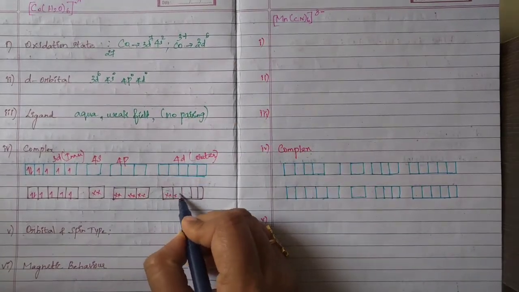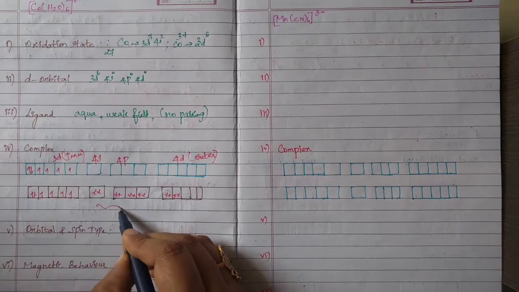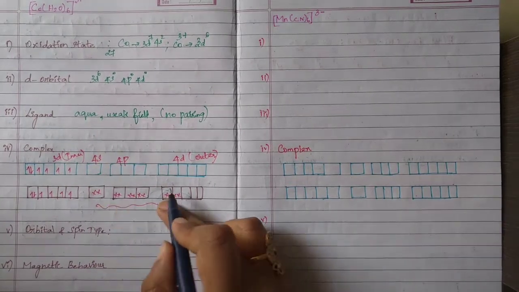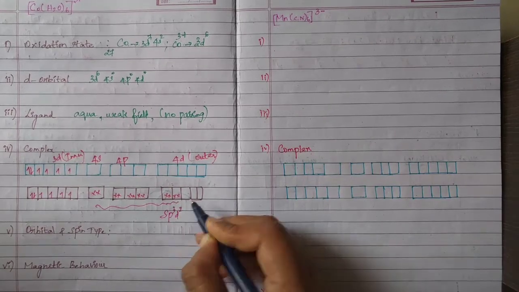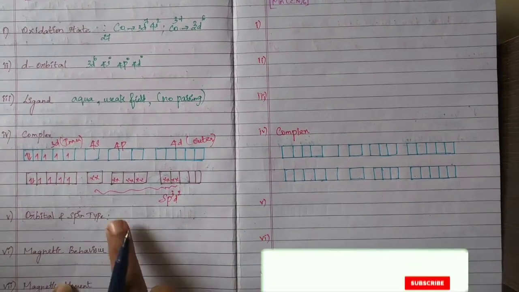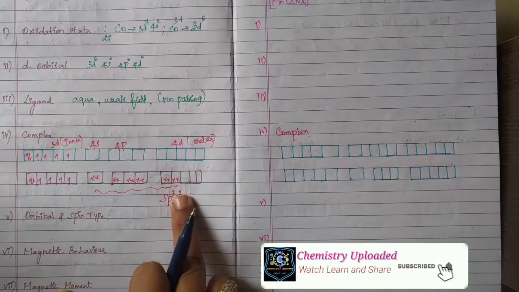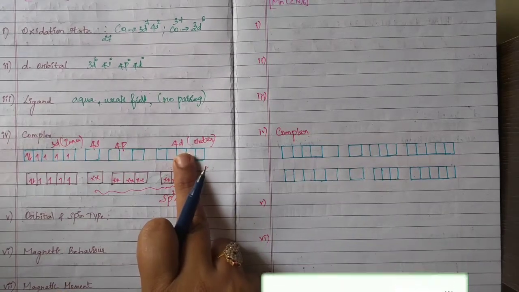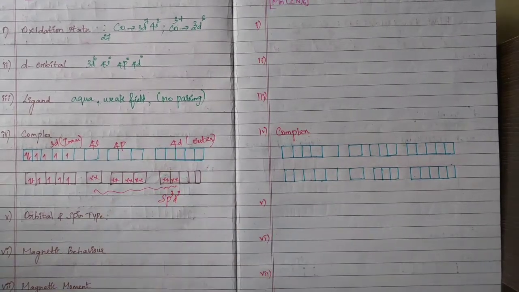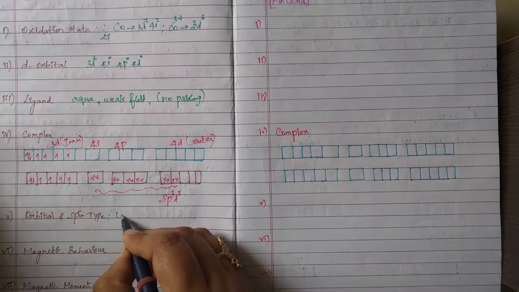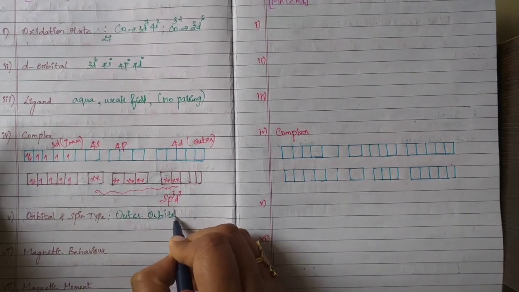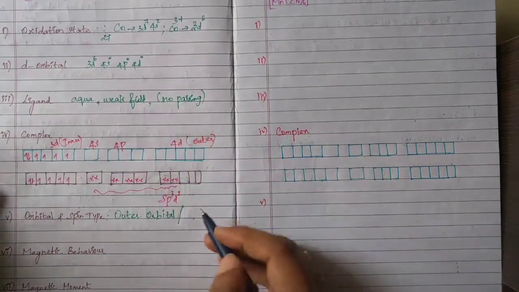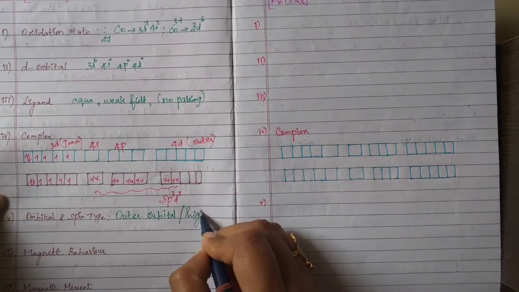So 4, 5, 6. So the hybridization is, now what is the hybridization students? Yes, sp3d2. Okay students, and it uses the outer orbital. It uses the 4d orbital. So it's an outer orbital type. This complex is an outer orbital type. And weak field means it is a high spin complex.